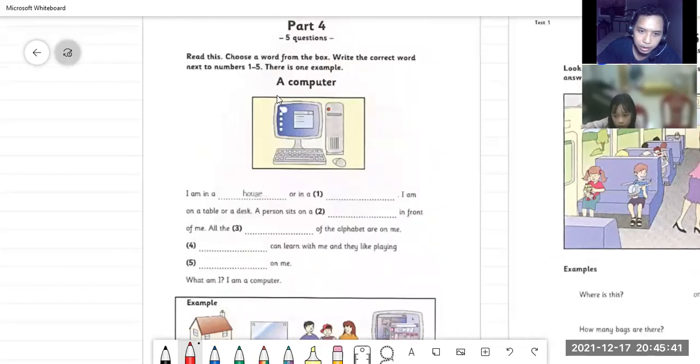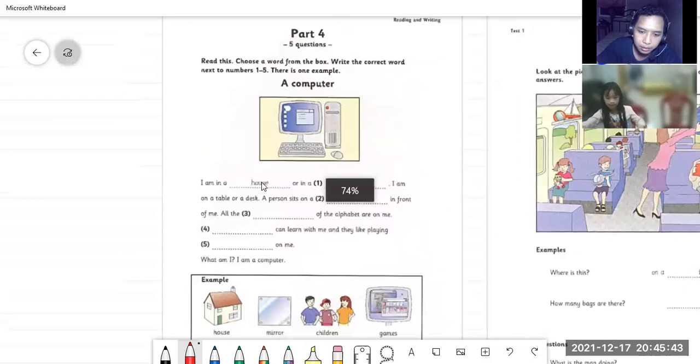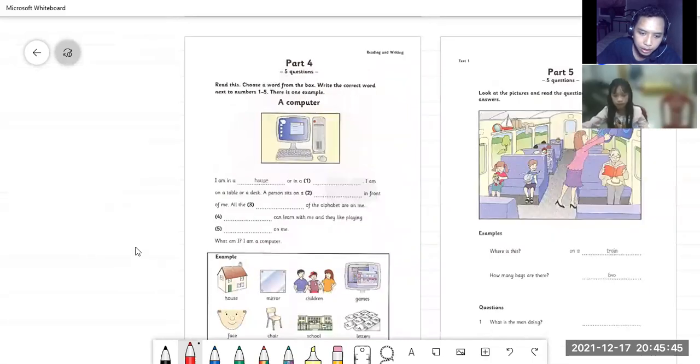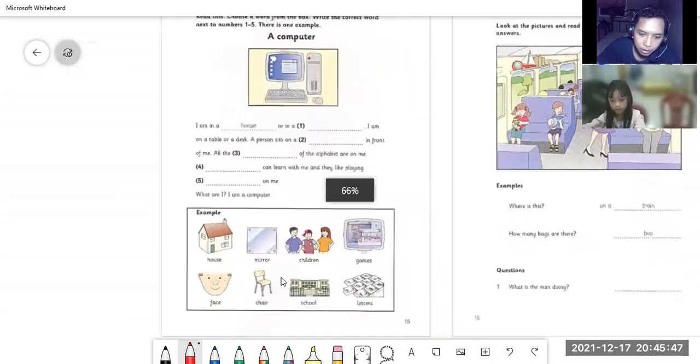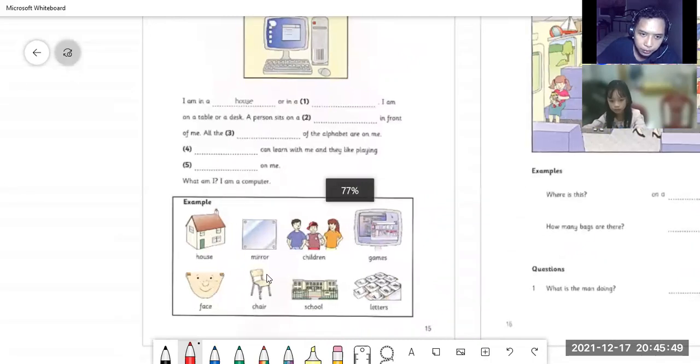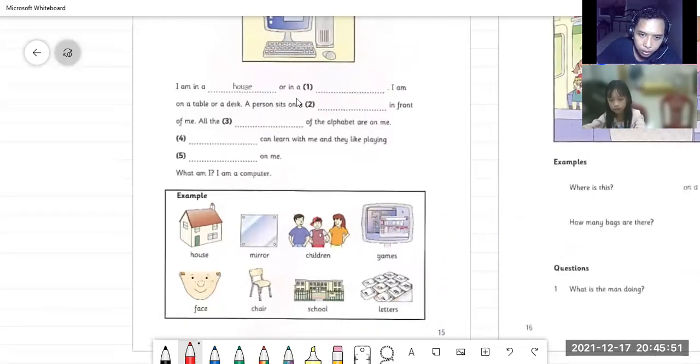Okay, really choose the word from the box. Okay, so here is the box. So you choose the words from here. I'm in a house or in a... house, mirror, children, games, face, chair, school, or letters.